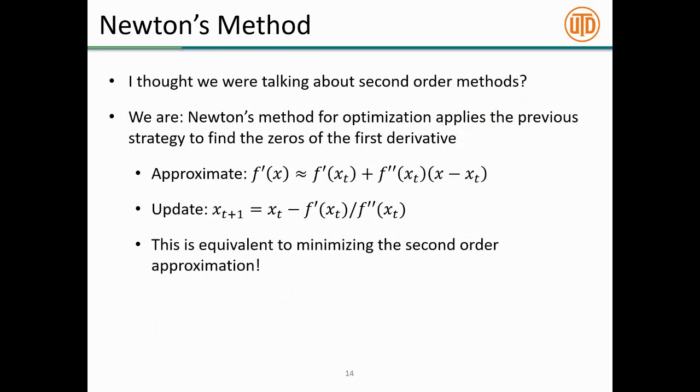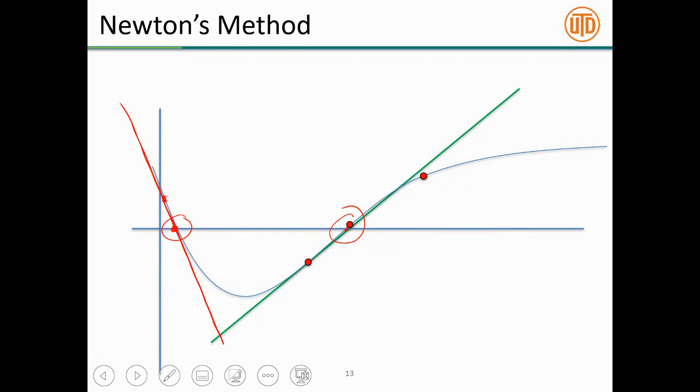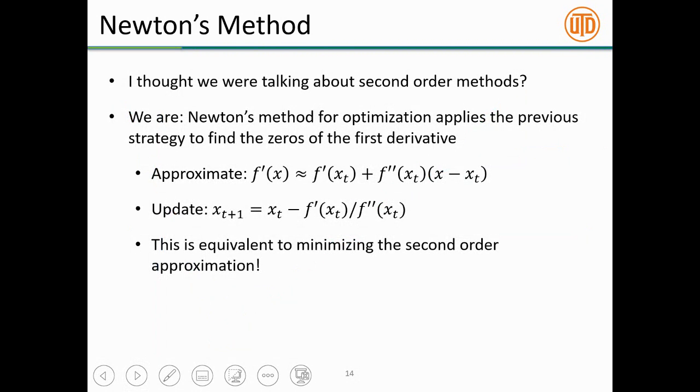So as we just asked, I thought we were talking about second order methods. We are. So Newton's method for optimization would apply this root finding strategy to find the zeros of the first derivative. If we're looking for a place where this function has a local minimum, it would make sense that we should seek a place where the derivative is equal to 0. So instead of applying this root finding algorithm to the actual function f, we would apply the root finding algorithm to the first derivative.